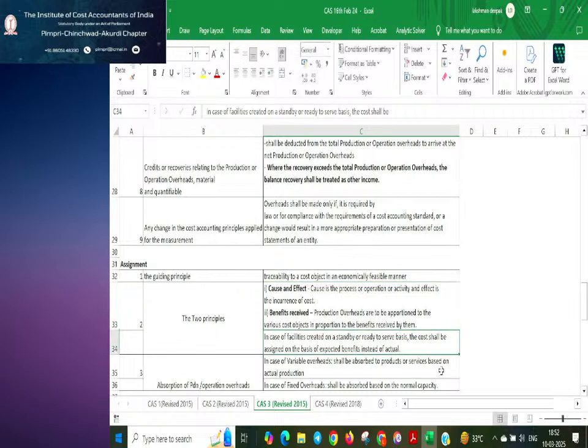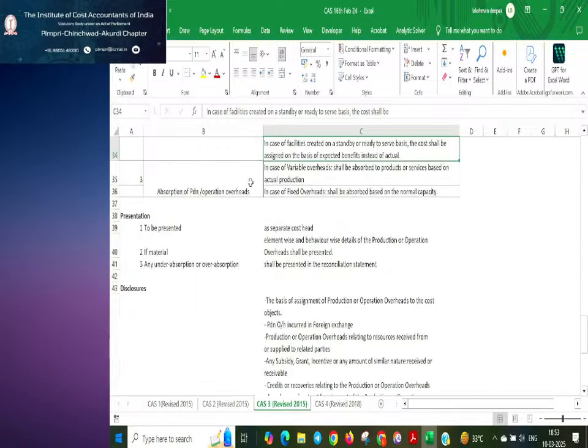So in case facility is created on a standby or ready to serve basis, the cost shall be assigned on the basis of expected benefits instead of actual. What is this? This is like simulating an environment. You are creating the facility on a standby mode. It's not a permanent one. Just for a standby mode or a ready to serve basis. If some problem occurs, then you use that. In that case, you should not go by the actual occurrence of the incidents. Instead, you go by the estimated benefits out of it.